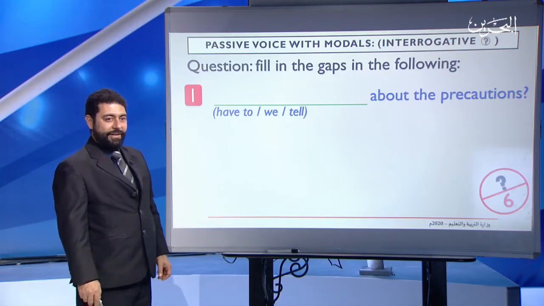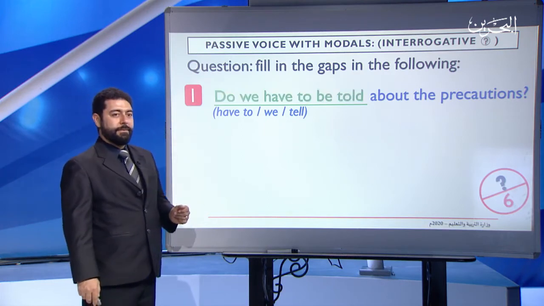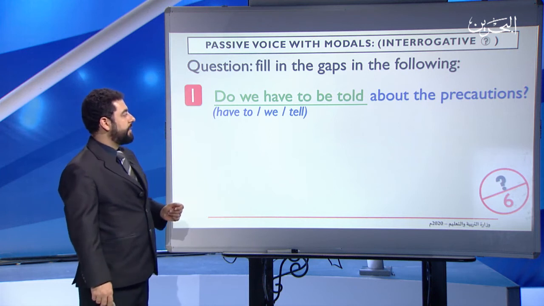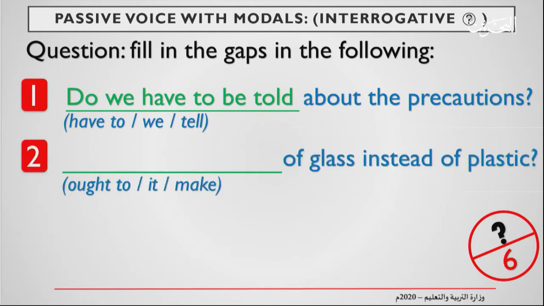All right, let's check the answer. The answer is, do we have to be told? Do we have to be told? With have to, you have to start with do as an auxiliary. All right, give yourself a mark, and let's go to number 2.